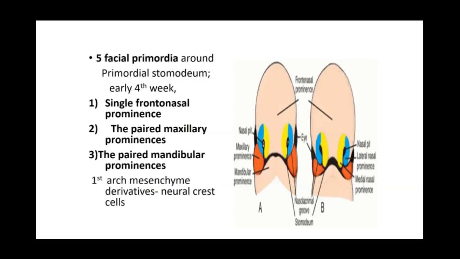Then that is the frontonasal prominence. Then there are 2 prominences on each side. One is the maxillary prominence, one on each side, and then there are the paired mandibular prominences. This is exactly the region where you had your first pharyngeal arch. There again, we had the maxillary prominence and the mandibular cartilage and the maxillary arch. Right, so this is the same area we are talking about.